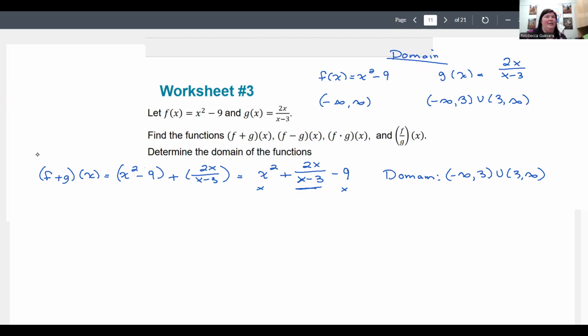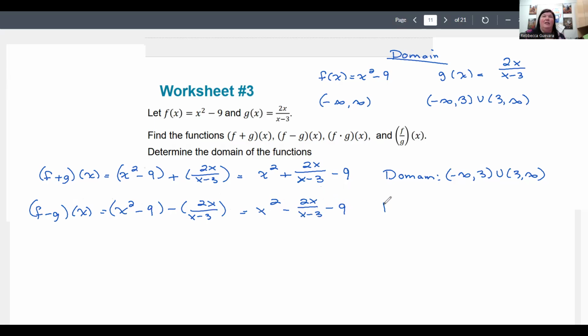Just want to get these little marks out of the way so we don't have a little extra on our screen. F minus g, you're going to have x squared minus 9, but this time you're going to subtract 2x over x minus 3, leaving us with x squared minus 2x over x minus 3 minus 9. Once again, the only thing that's a problem is that x cannot be negative 3, or sorry, x cannot be positive 3, so we just remove 3 from the domain.